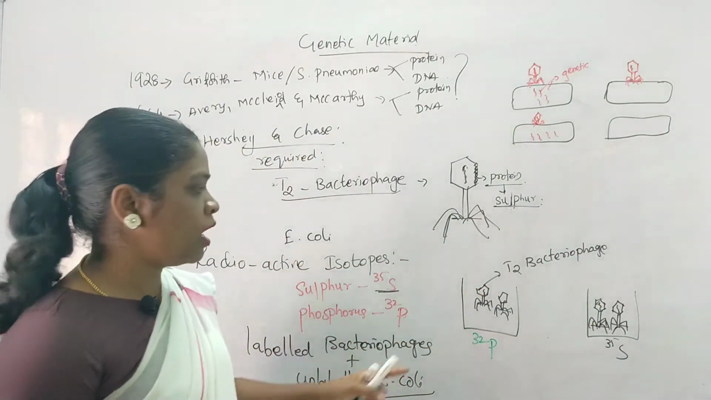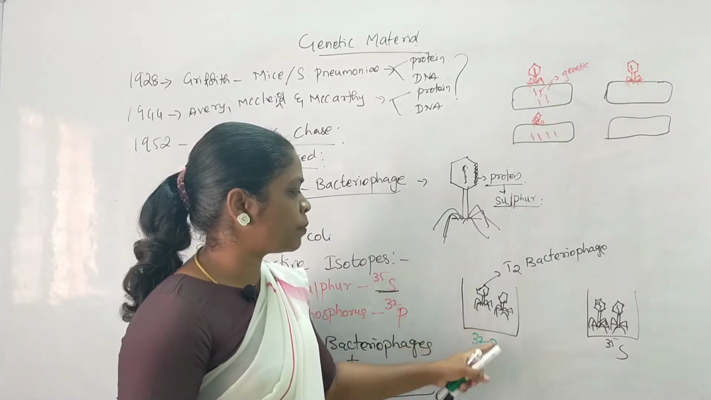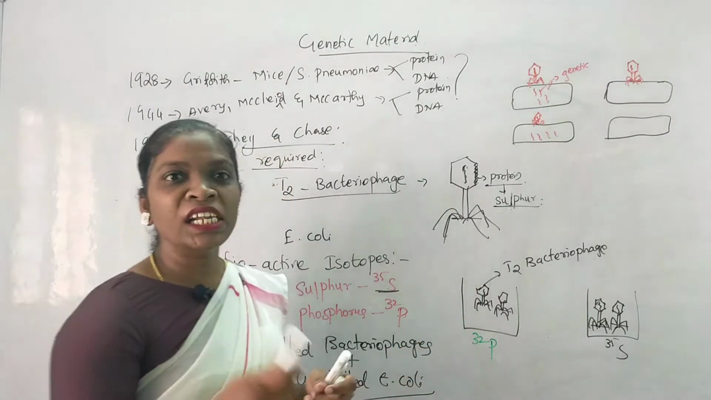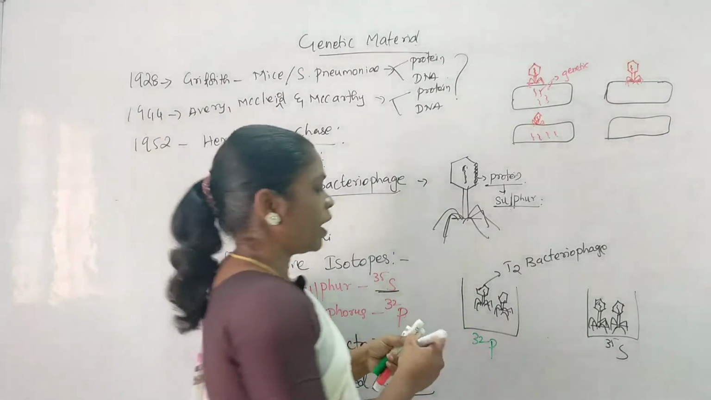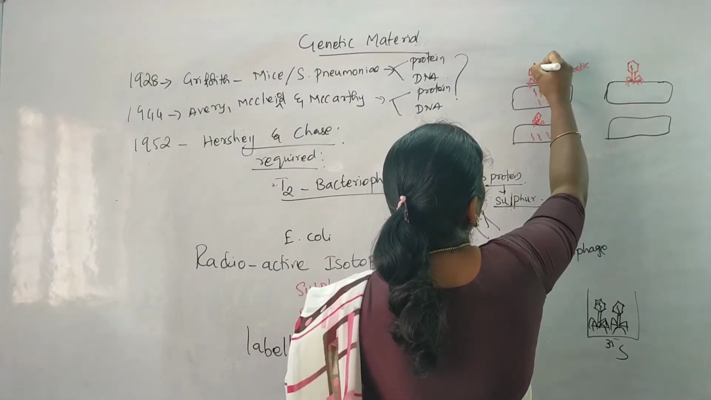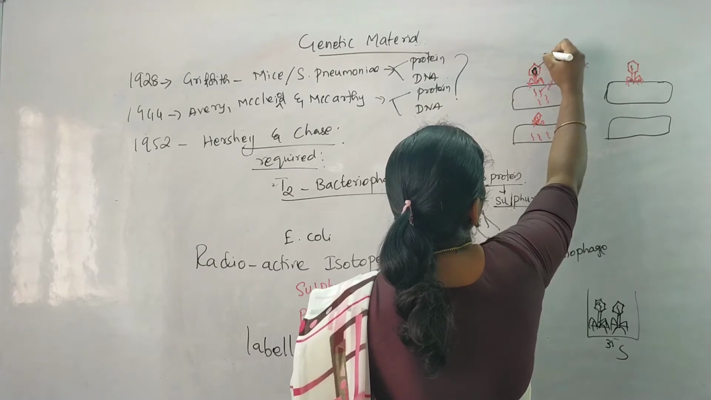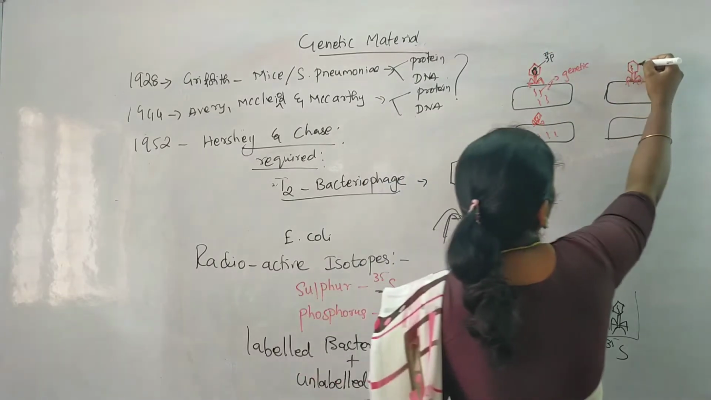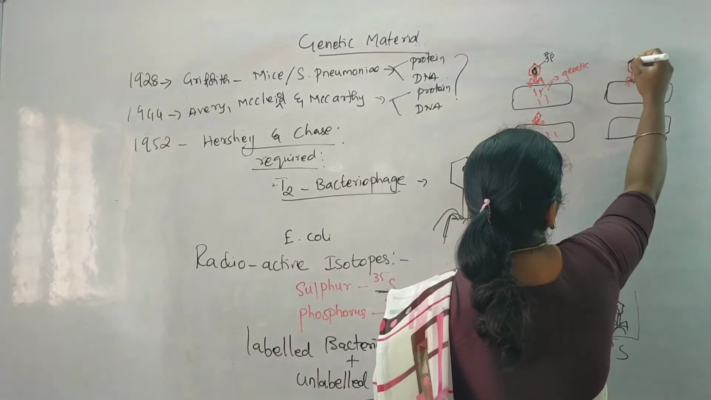But remember one thing, when this T2 bacteriophage was cultured with phosphorus 32, their DNA contains phosphorus radioactivity. I'm just coloring it to show you this phosphorus 32, and here it is present on the protein coat, that is nothing but sulfur.